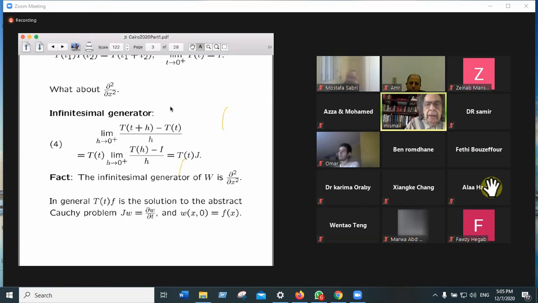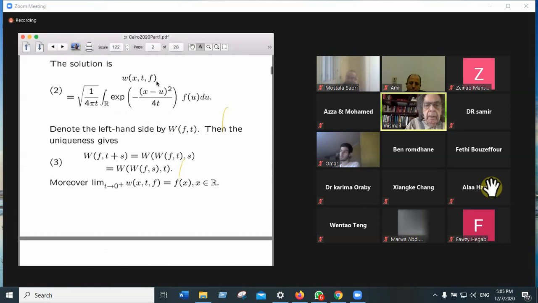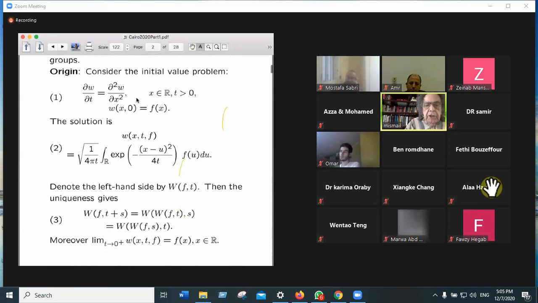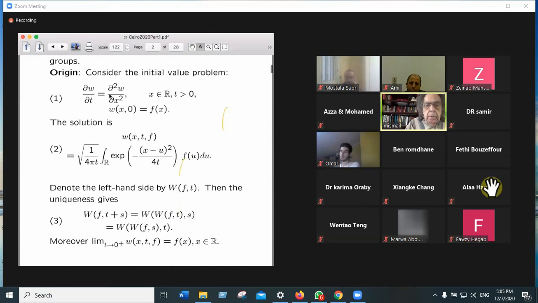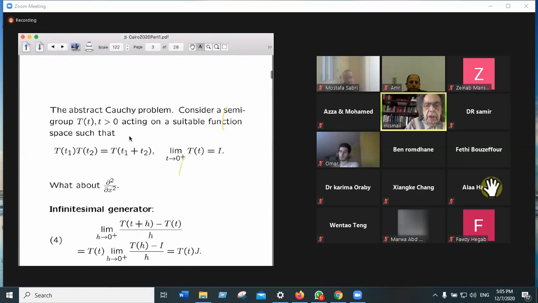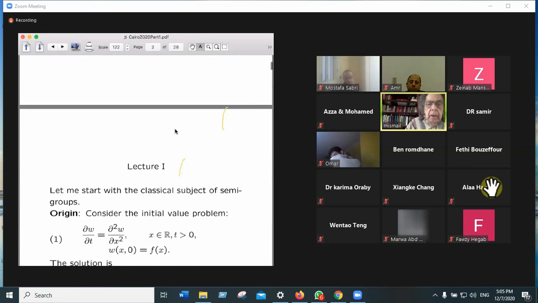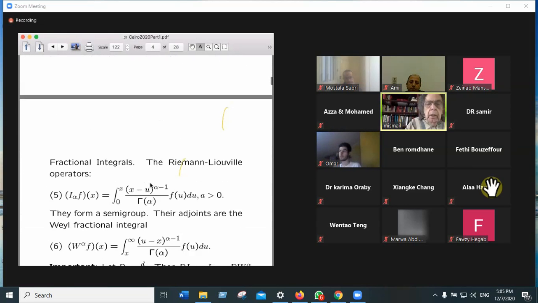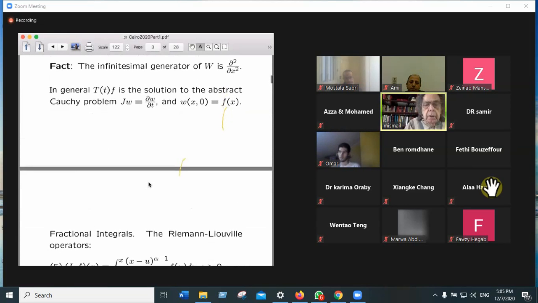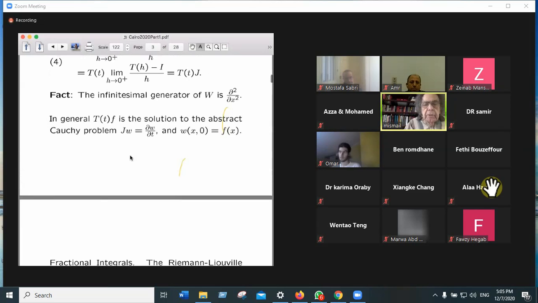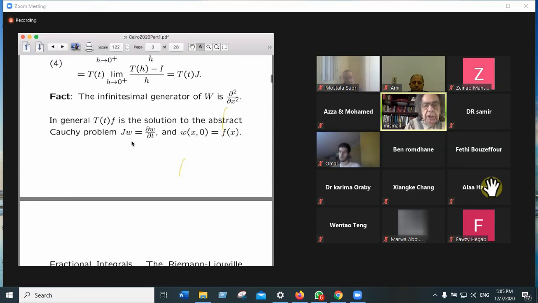And if you go back to this semigroup and you calculate its infinitesimal generator, it is indeed this operator. So the abstract Cauchy problem is buried into this. What the abstract Cauchy problem is: the infinitesimal generator acting on W is dW/dt, with the initial condition. That's the exact analog of the heat equation that we started with. Okay, so this is the general definition of a semigroup and what an infinitesimal generator is and where it came from.